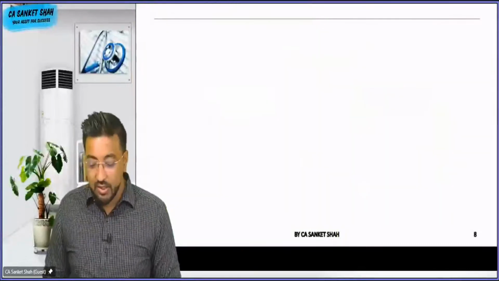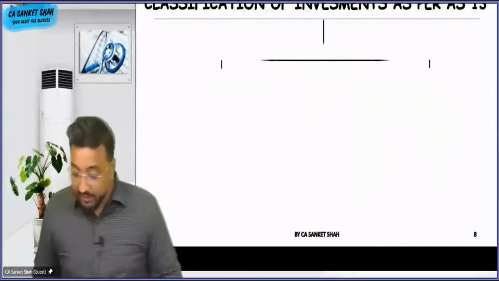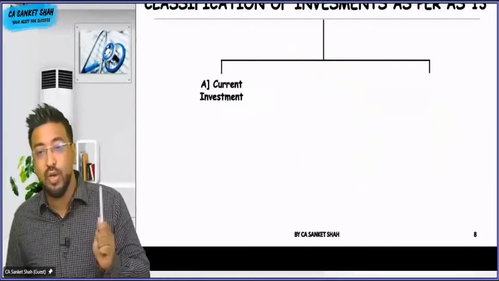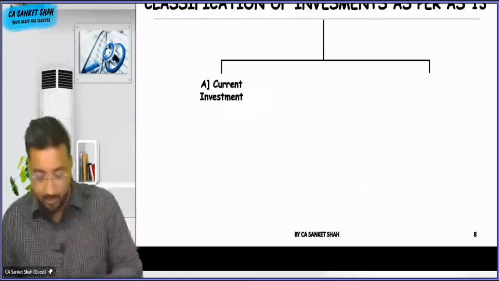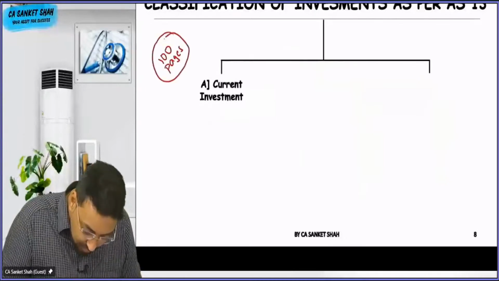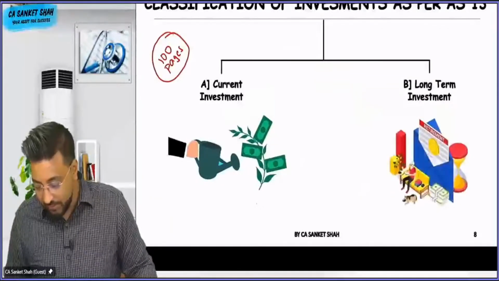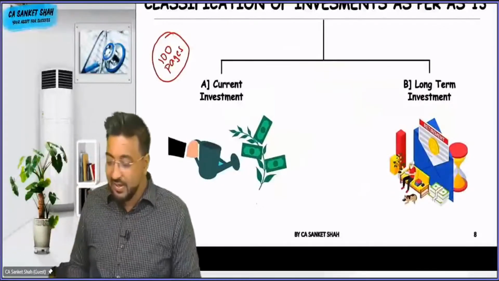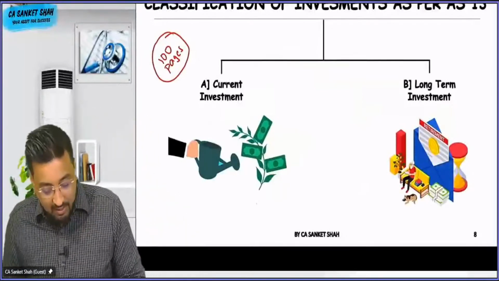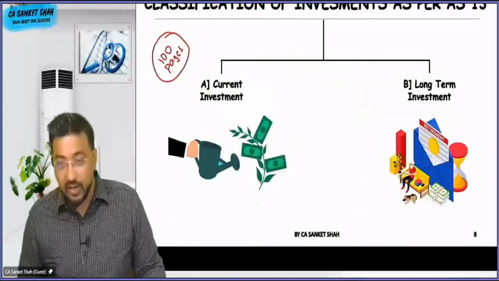So classification of investment, why is it important? See, classification is divided in two parts. Now you can take a screenshot, you are going to write it in the 100 pages book. Just take a screenshot: current investment and long term investment. Current investment is shown as a plant, and long term investment shows a picture of retirement. So this is very important, current investment and long term investment.